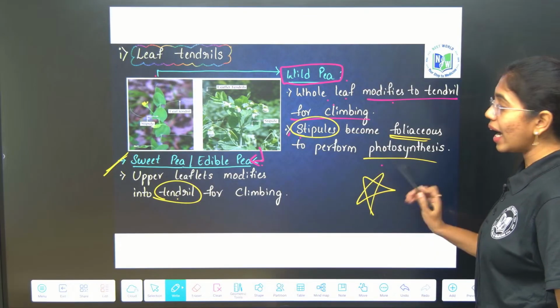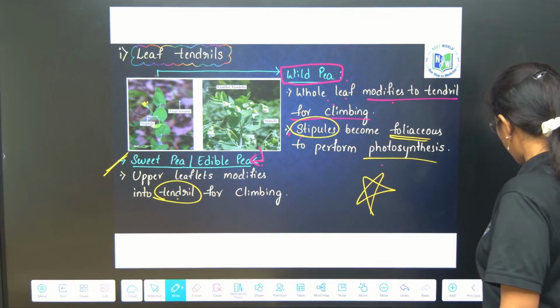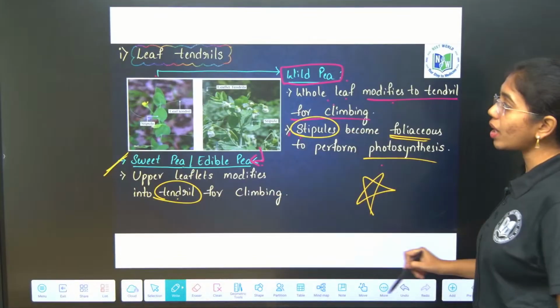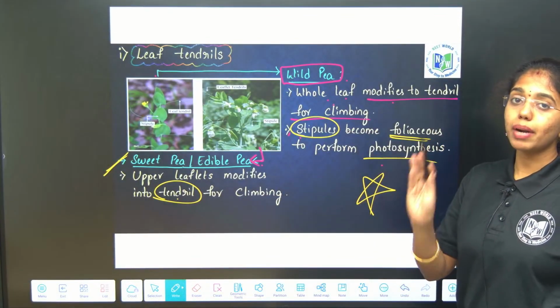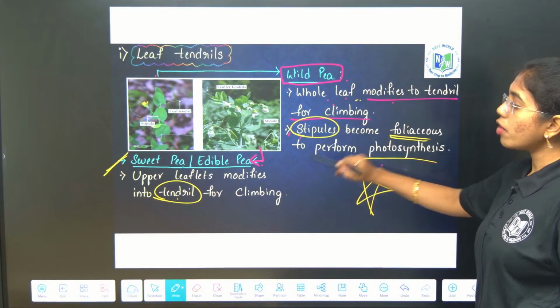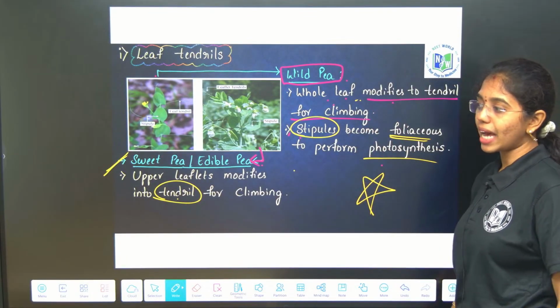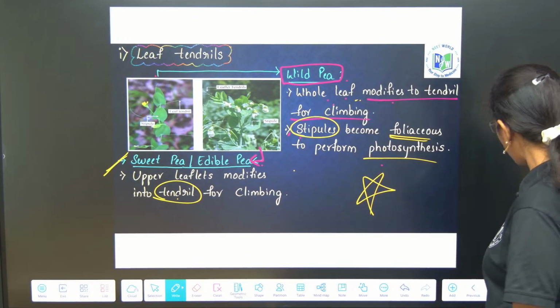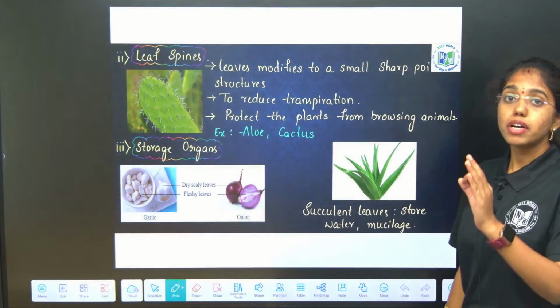Clear, right? Any doubt anywhere with leaf tendrils? And next, in stem tendrils, what is modifying? Either axillary bud or terminal bud, right? But here either the whole leaf or upper parts of the leaflets are getting modified. Clear, right? And then here you see leaf spines.